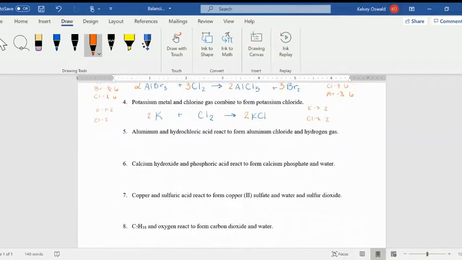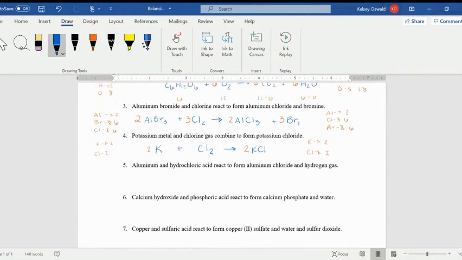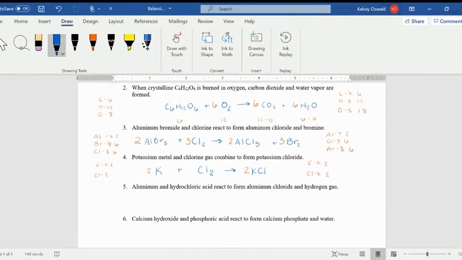All right. So looking at our next one, we have aluminum. Aluminum by itself, it's not a diatomic, so it's going to be Al plus hydrochloric acid, which I think it's given to you as HCl. They react, so these two are reacting together to form aluminum chloride. So aluminum has a +3 charge, chlorine's -1, so we need 3 of those chlorines to balance, and hydrogen gas. Hydrogen is one of our diatomics, so that's going to be H2.